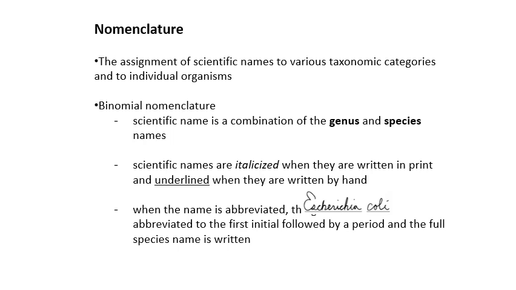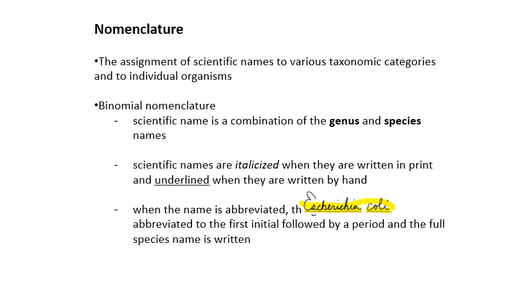So for example, the one on this slide here is Escherichia coli. I'll highlight that there. So Escherichia coli is a type of bacteria. In this case, Escherichia is the genus name. Note here that the genus name is always capitalized. Coli is the species name. Species name is always lowercase. So your genus name should always be capitalized. Your species name should always be lowercase.